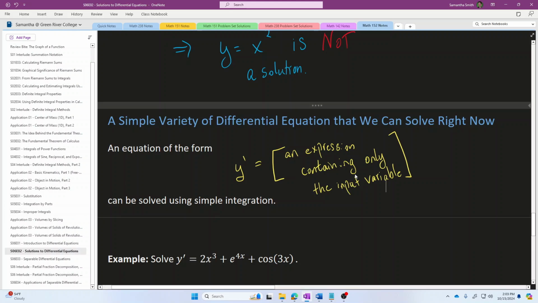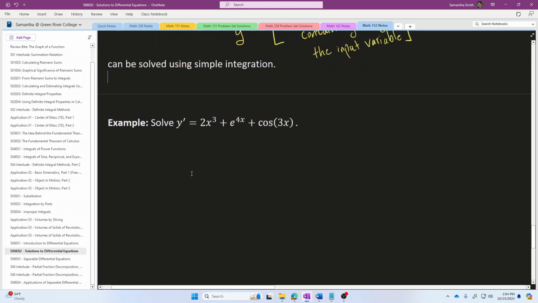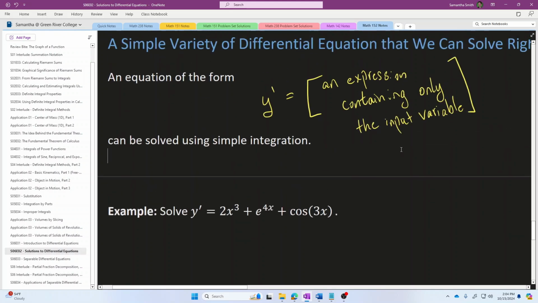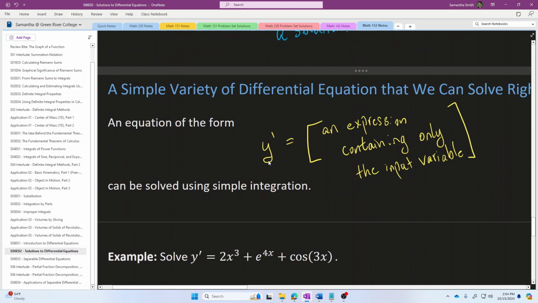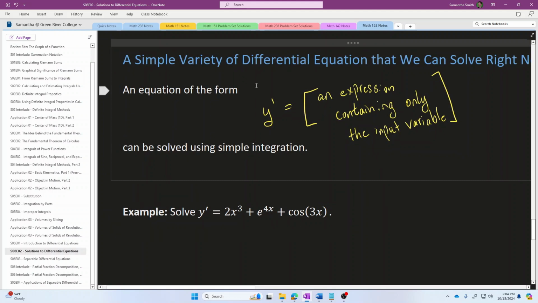If I have a differential equation that looks like this, then I can find the functions that make this equation true simply by using a basic integration. Let me show you what I mean. Someone says, I'm thinking about a function called y, and I want y to have the property that if you take its derivative, the result is equal to 2x cubed plus 4 e to the 4x plus cosine of 3x. Notice that this equation falls exactly into this format, because I have y prime by itself on the left and an expression containing only the input variable on the right. I do not have any other y's or y primes on the right side.